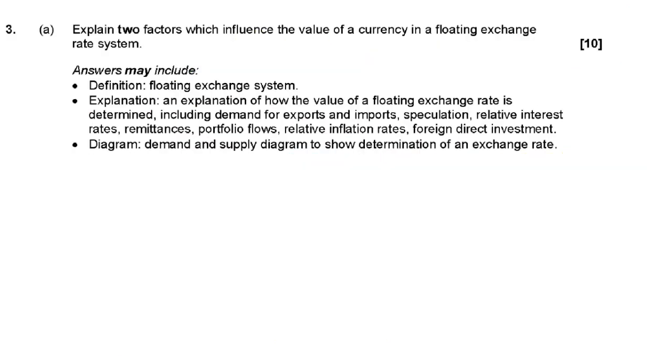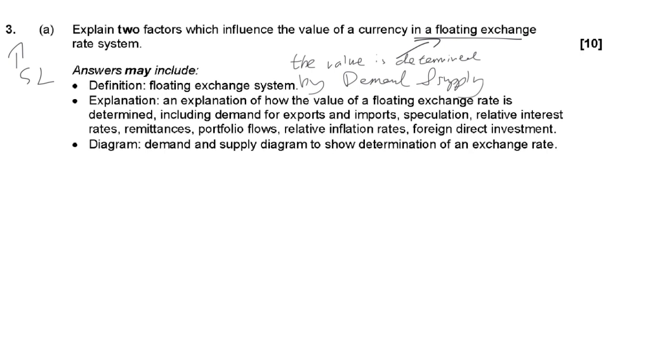We'll move on to question 3. This is from the standard level. There are two factors affecting the currency in a floating exchange rate. That means the value is determined by market forces. What does it mean by market force? That means demand and supply. This is what we call the floating currency system.